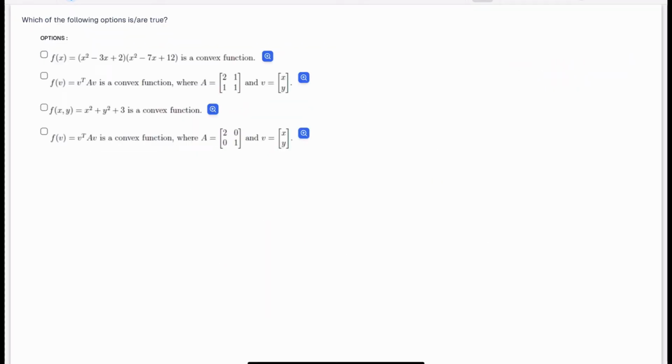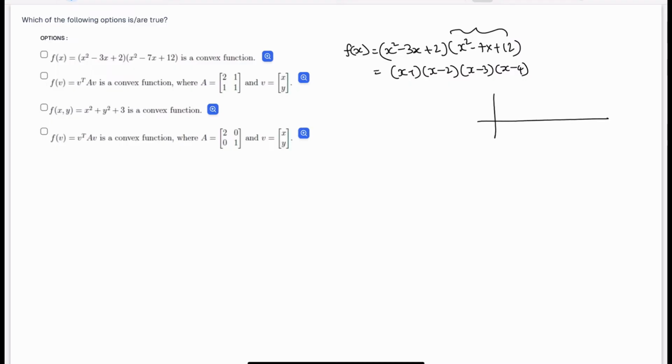In this question, we have to check if the functions are convex. So f(x) is equal to x square minus 3x plus 2 multiplied with x square minus 7x plus 12. So this can be written as (x minus 1) into (x minus 2), and the second term can be written as (x minus 3) into (x minus 4). So now if I plot it, it will be something like this: 1, 2, 3 and 4, and then the curve will look something like this, okay? So now observe that there is a peak on this part, right?